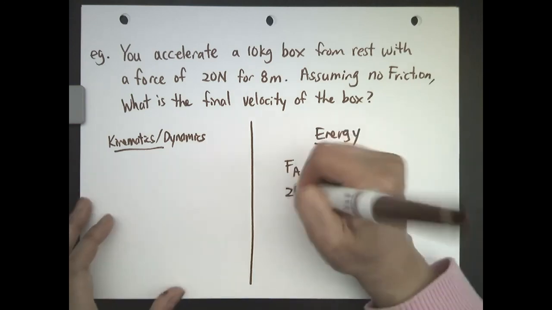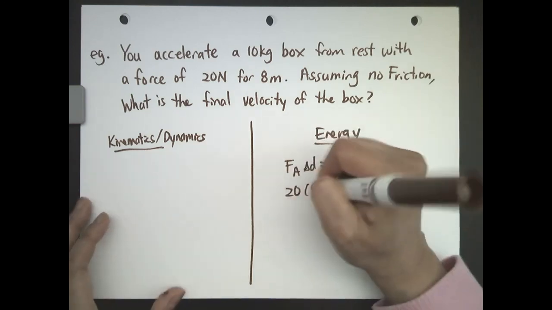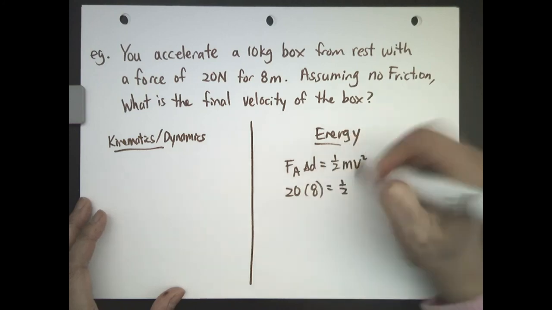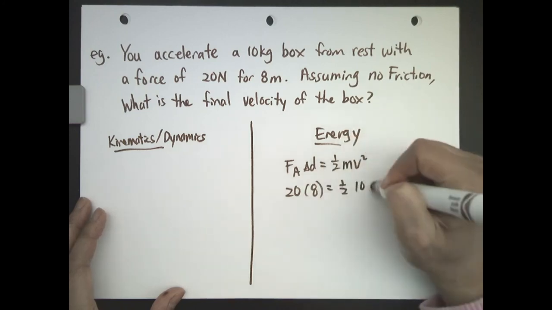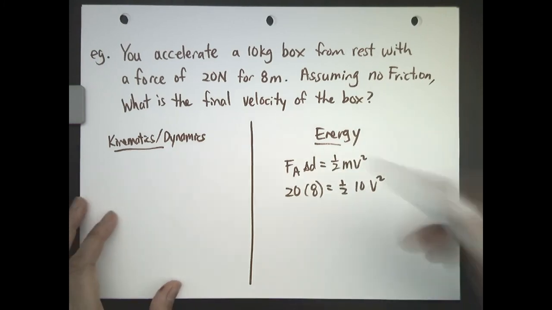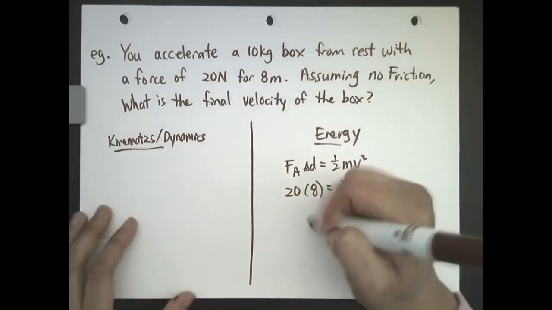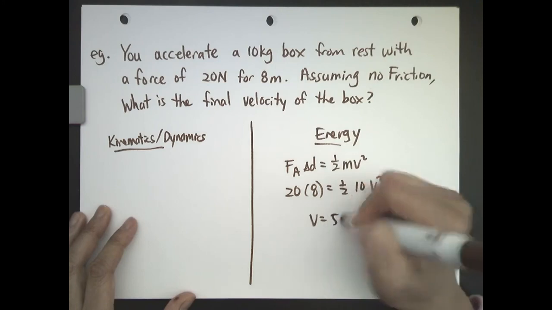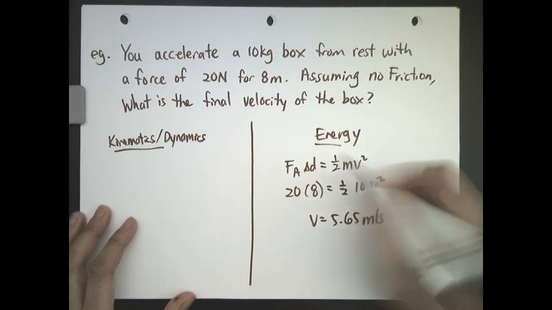All right. Plug everything in. This here is 20. The displacement is 8. This is half. The box is 10. And I don't know my final velocity, but that's okay because that's what I'm trying to solve for. And there's my answer, 5.65 meters per second.